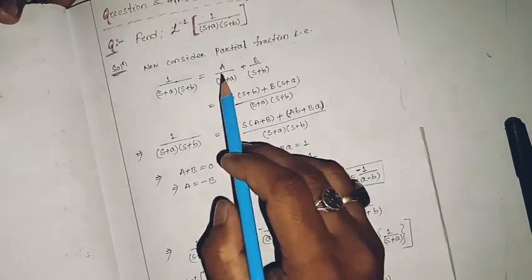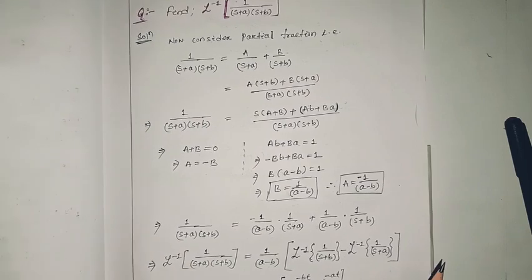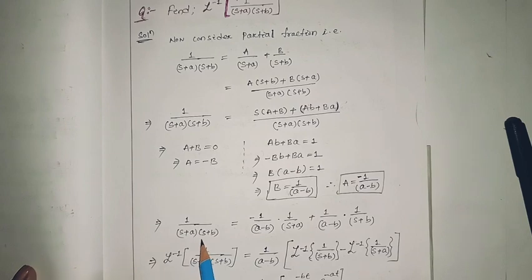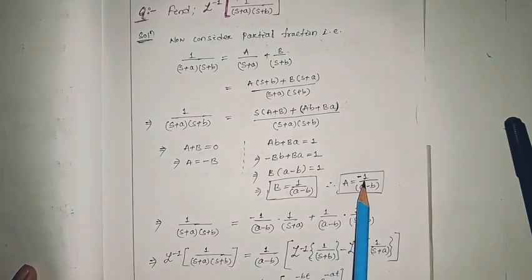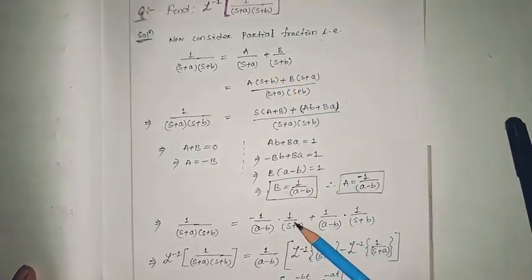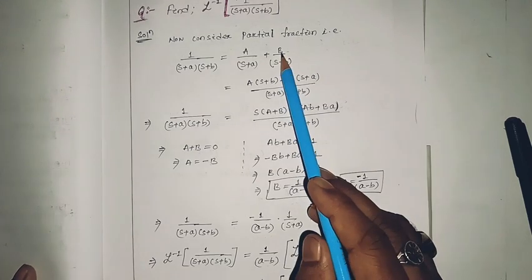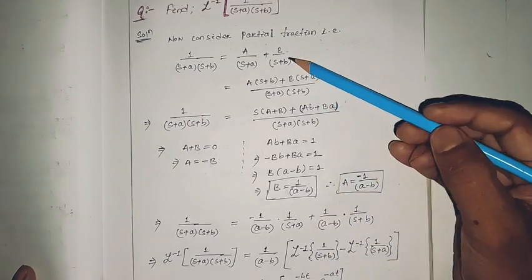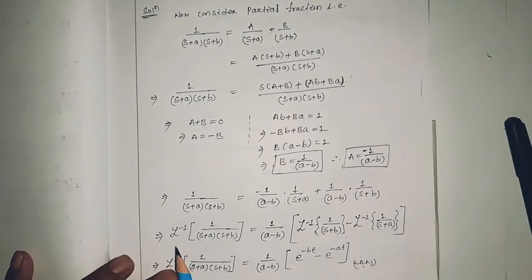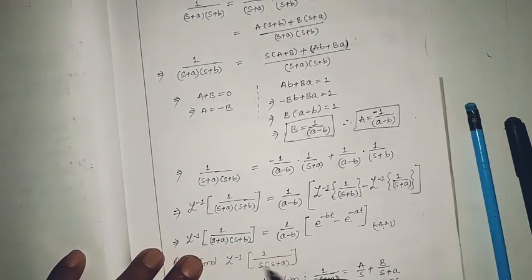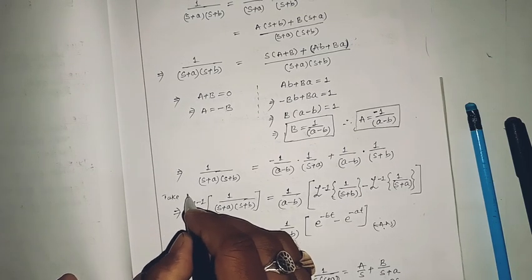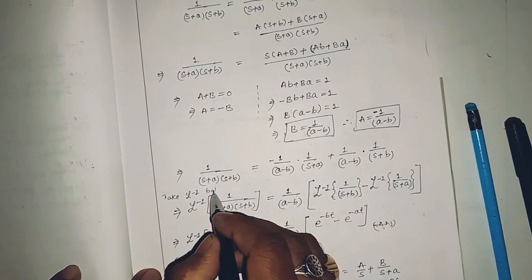Now we have to substitute the two values, a and b, over here. So 1 by (s plus a) into (s plus b) equals a, whose value is minus 1 by (a minus b), into 1 by (s plus a), plus b by (s plus b), where b is 1 by (a minus b) into 1 by (s plus b). Now we have to take the inverse Laplace transform on both sides.